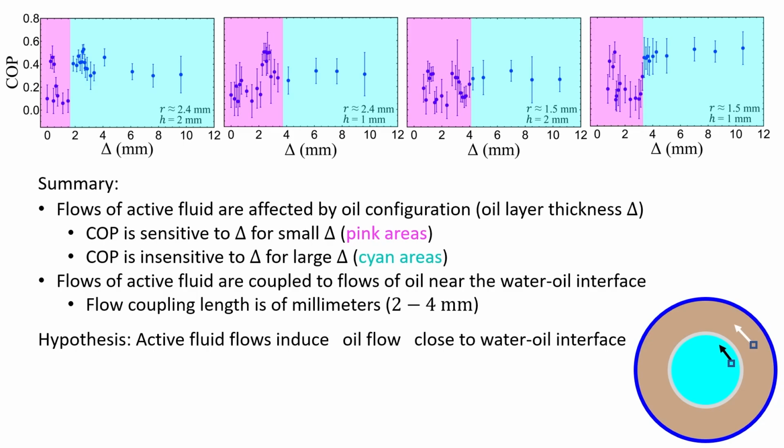To test this hypothesis, we want to examine 2 points. The first is oil flow. We hypothesize that there is an oil flow, but we do not have experimental evidence. We need to check if oil flows exist. Second, if oil flows exist, then we want to verify how close an oil element needs to be from the interface to experience the active fluid flows so as to be driven. These 2 questions are what we want to address to verify the hypothesis.